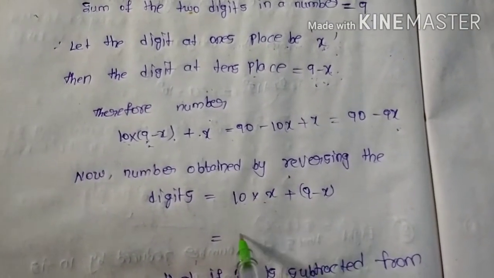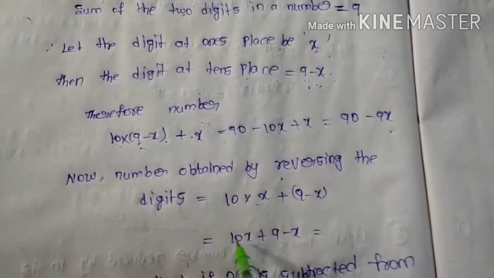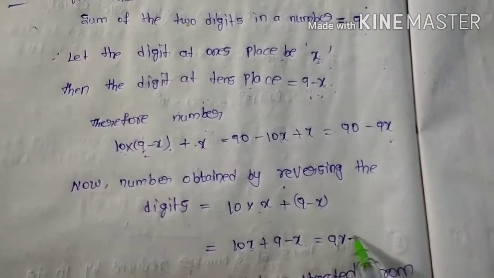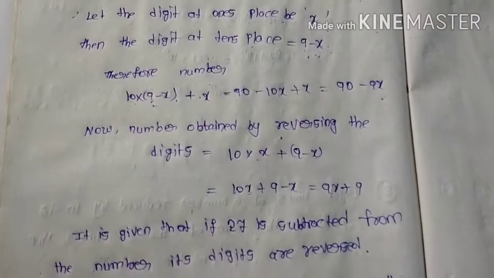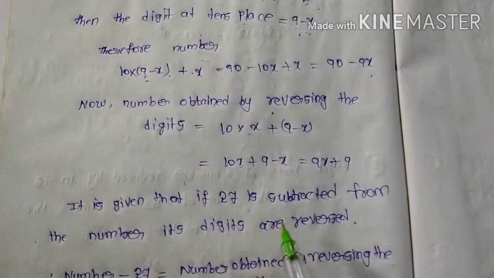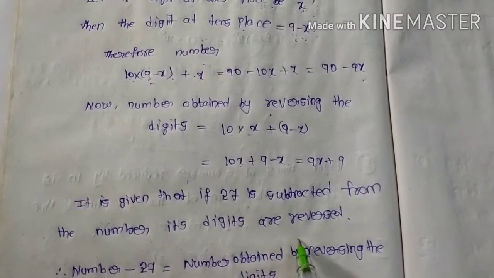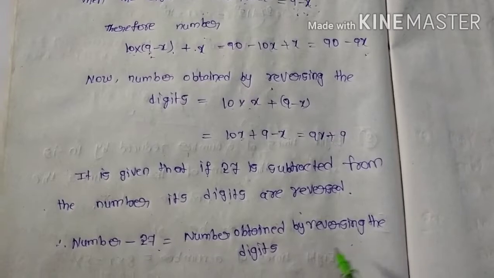That means 10x plus 9 minus x. That means 10x minus x gives 9x, so 9x plus 9. The reversed number will be 9x plus 9. It is given that if 27 is subtracted from the number, its digits are reversed. That means the original number minus 27 is equal to the number obtained by reversing the digits.